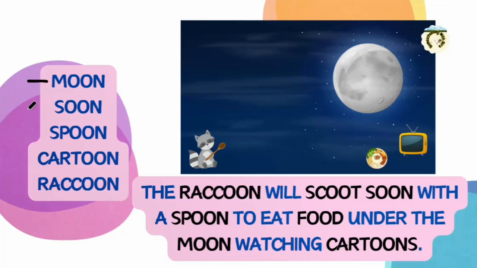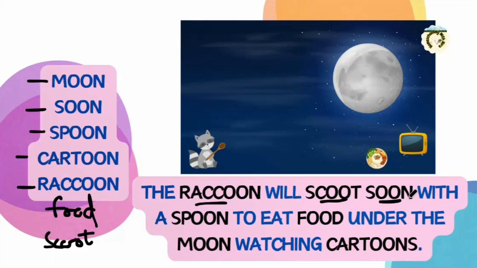The words are moon, soon, spoon, cartoon, raccoon, and let me add food and scoot here as well. So now the sentences: the raccoon will scoot soon with a spoon to eat food under the moon watching cartoons. Right? So you can draw these pictures yourself or you can just create them on Canva. Try some funny sentences, help kids to make their own sentences using these words. Spend some time on the long and the short oo sound, and there you go.